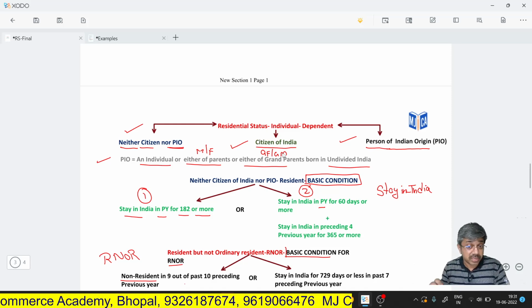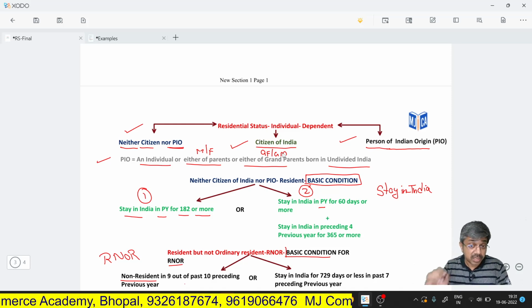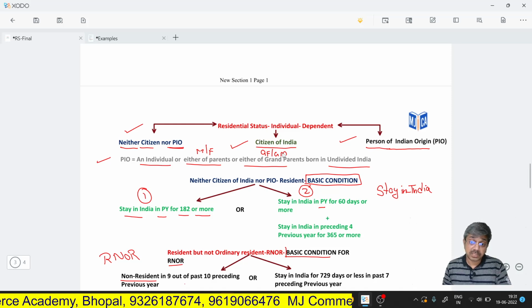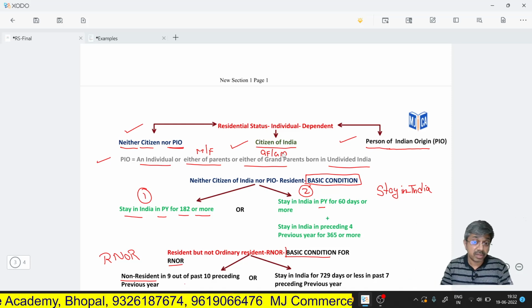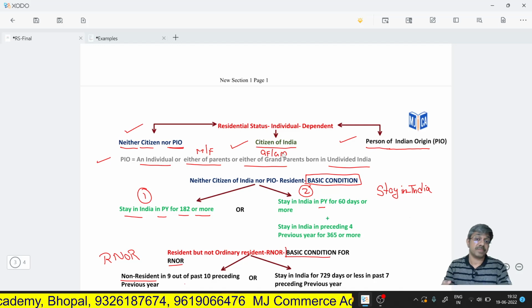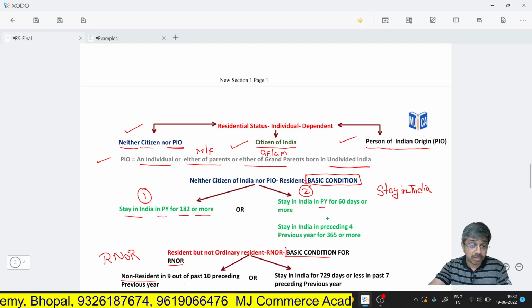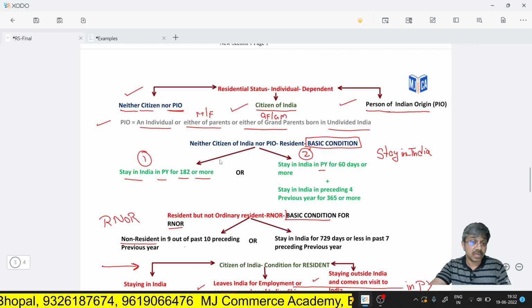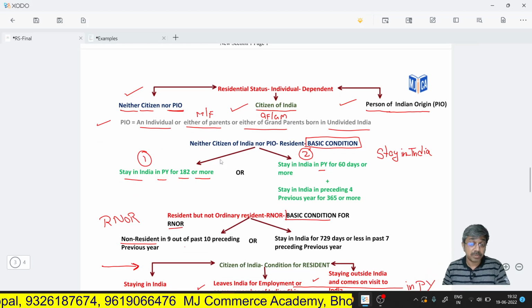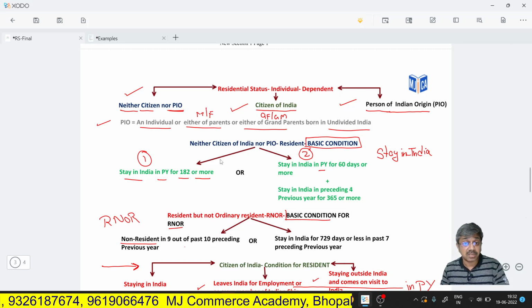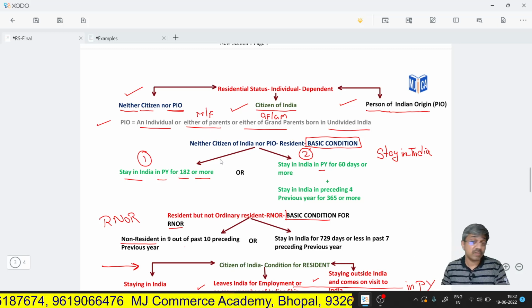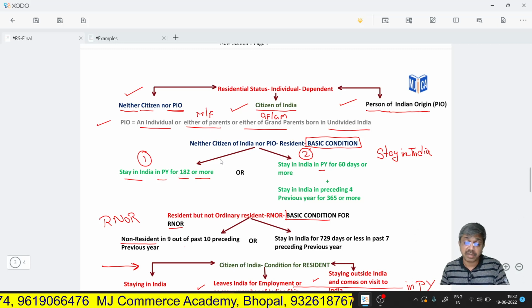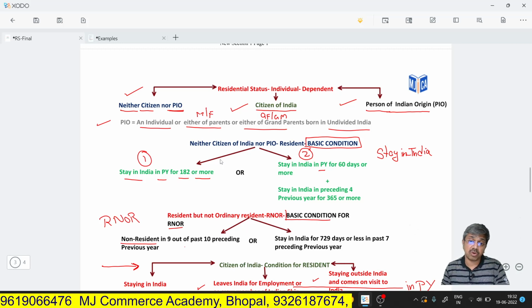I hope this will definitely help you in grasping the concept. My students are obviously benefiting from this simple thing. I've tried to summarize in a simple way, with a coloring code so that you can memorize. I hope you like this concept of residential status of an individual. In my next lecture, I will come with another important aspect of residential status, understanding of income deemed to accrue or arise in India.